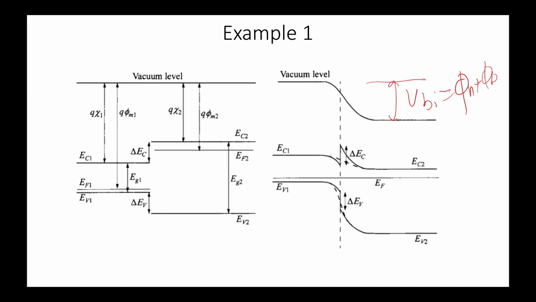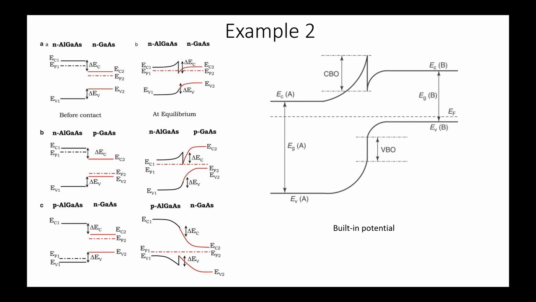I am saying phi n and phi p because this is the p type semiconductor and this is the n type semiconductor. So for this there is a phi p. This difference is phi p and the other one is phi n.